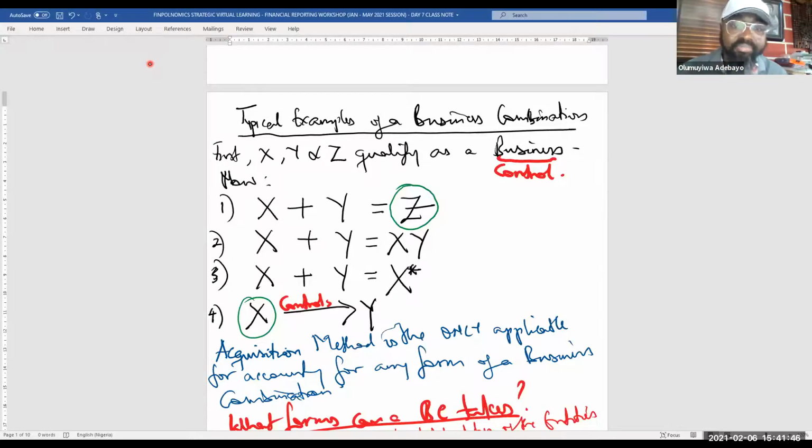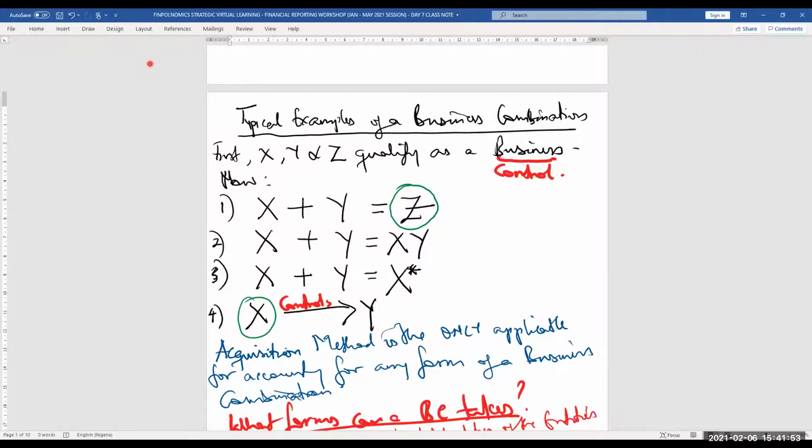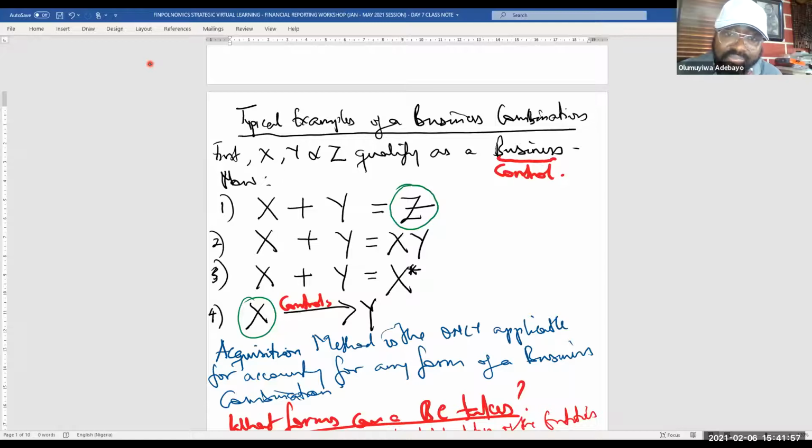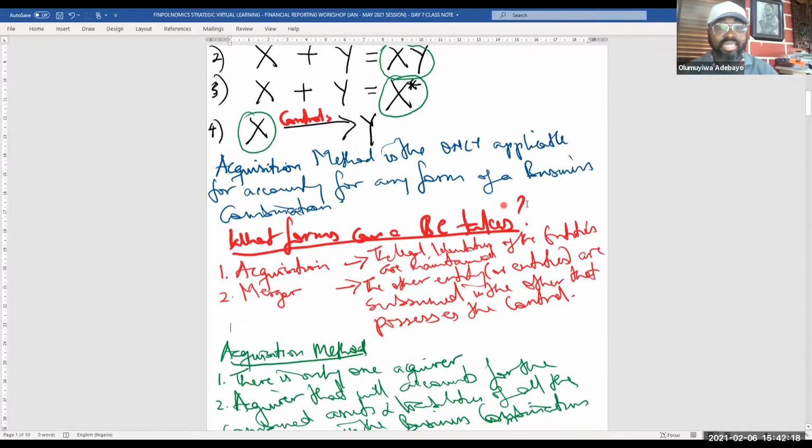Okay, 2 and 3. Who is the acquirer? On number 2, XY is the acquirer. XY is the acquirer. Thank you. And this, we've said it before, because this is the portion that represents the actual integration between Access and Diamond. Thank you very much. Now let's go further.